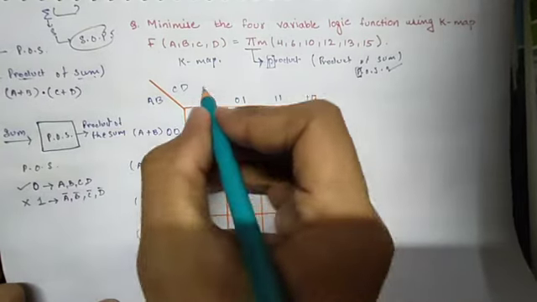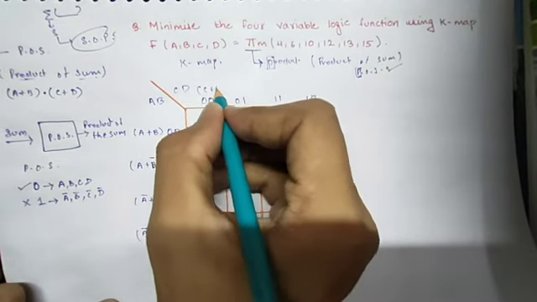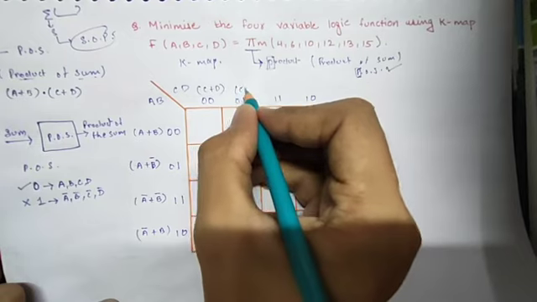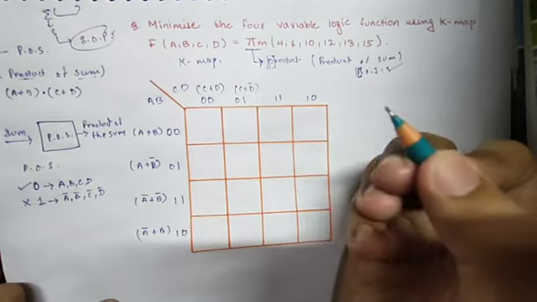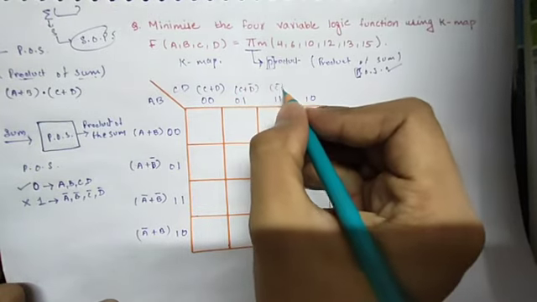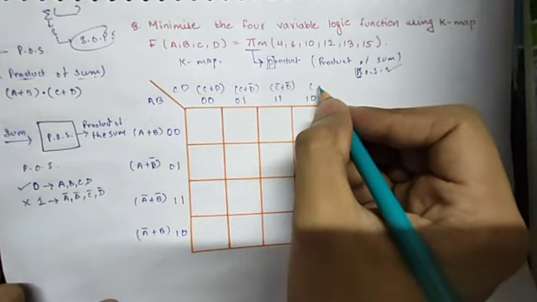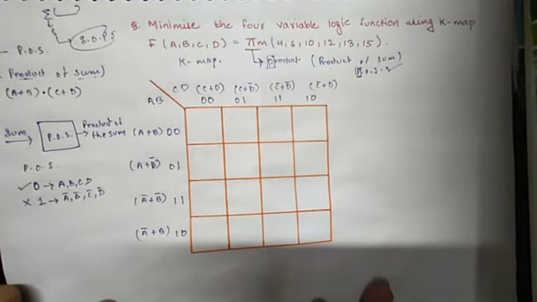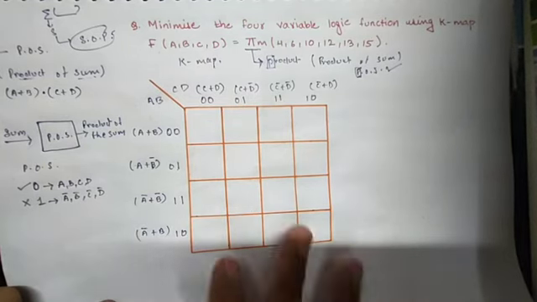Similarly, we will write for C and D. We have to write C plus D. Both are 0, so we don't give bar. Here C plus D, and D contains bar. Here C bar plus D bar, and here C bar plus D. Okay. First, how to write the K map, we are understanding that.